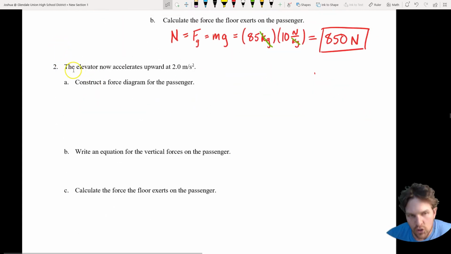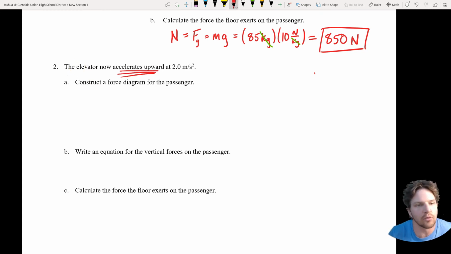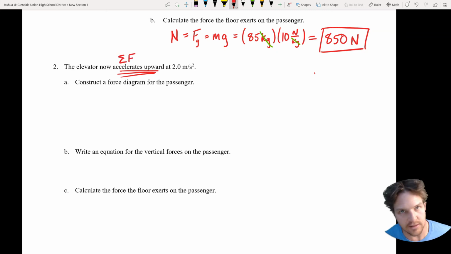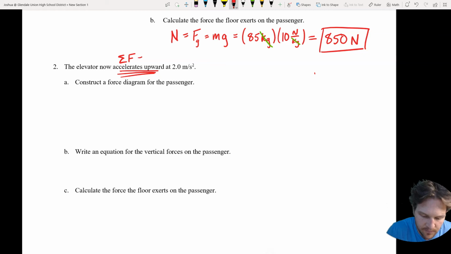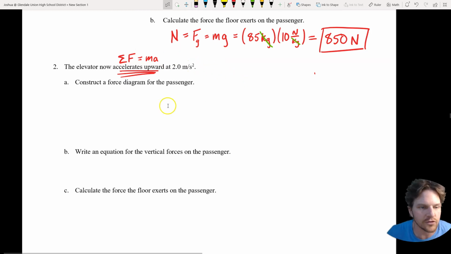Okay. Now, number 2, that changes a little bit. The elevator is now accelerating upward, but accelerates is the important part. That tells me that the net force now is not equal to 0, which means I can set up Newton's second law. Net force equals mass times acceleration. So we want to make a force diagram.